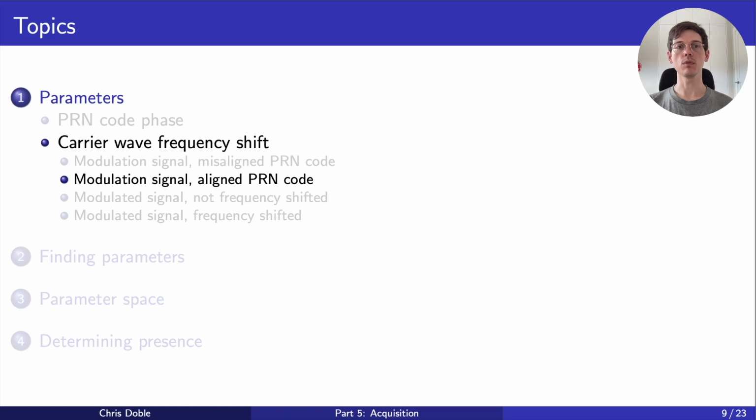For the second example, let's consider what happens if we use the same modulation signal, but the PRN codes are aligned.